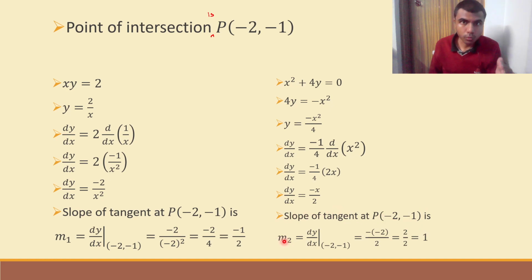Now next, here also same thing, slope of the tangent at P(-2, -1) is m2, equal to the derivative at (-2, -1). In place of x just put -2. My derivative is -x by 2, so minus of minus 2 by 2, minus of minus is plus, 2 by 2, it's nothing but 1. Fine. Now we got m1, now we got m2. Now all that's left is to find tan theta.